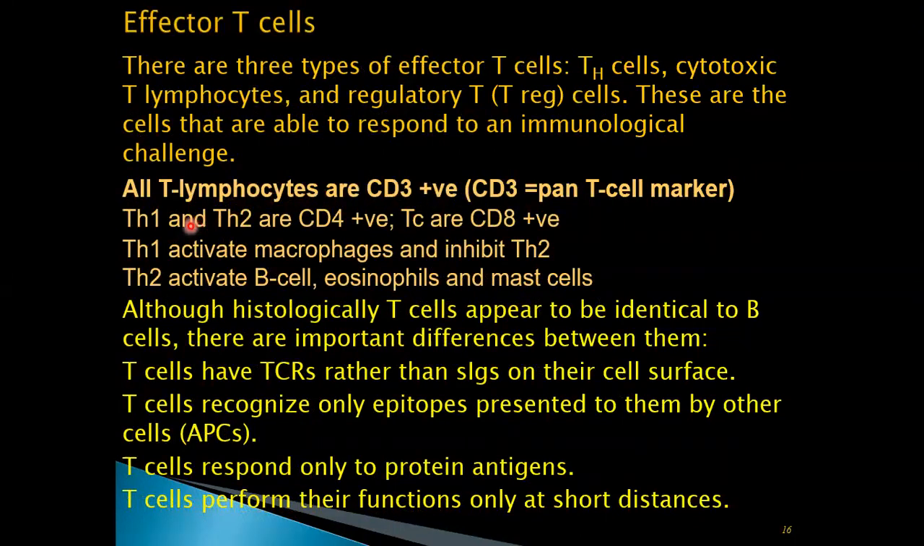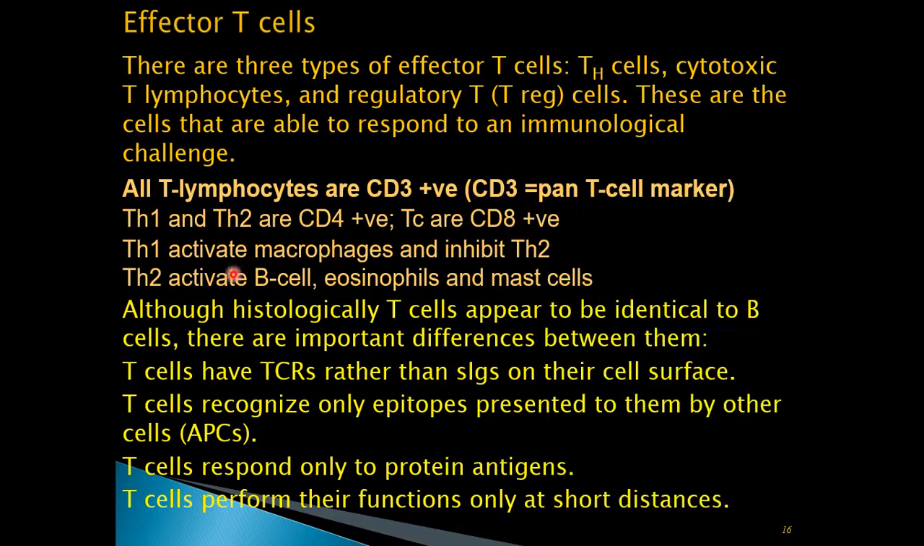So then, we divide T helper cells into T helper cell type 1 and type 2. And cytotoxic T cells, I told you. T helper cell 1 and 2 are CD4 positive cells. And the cytotoxic T cells are the CD8 positive cells.